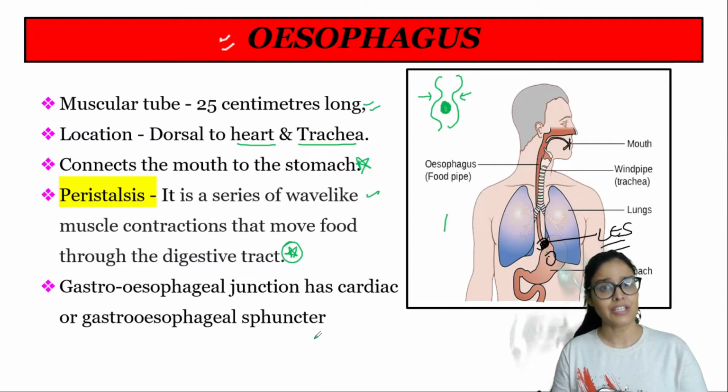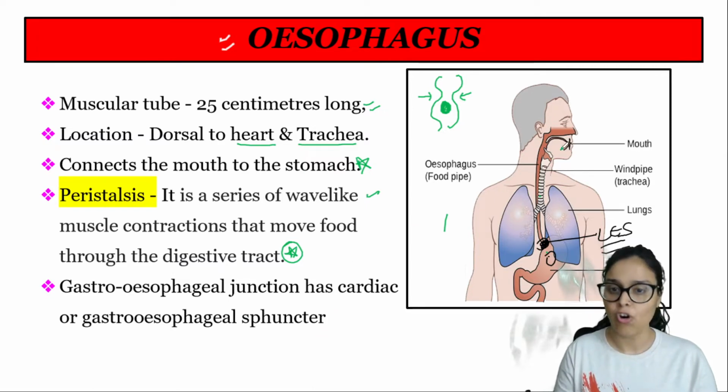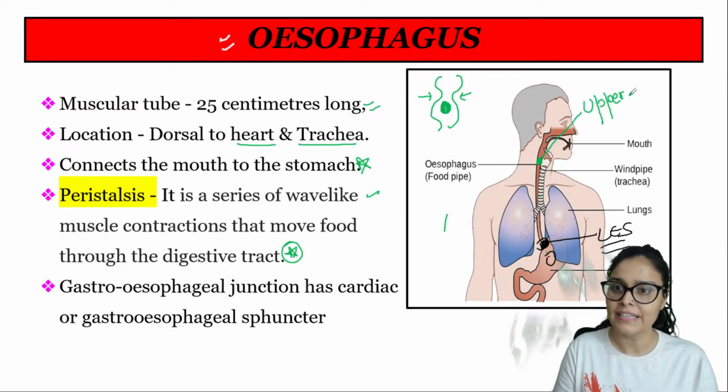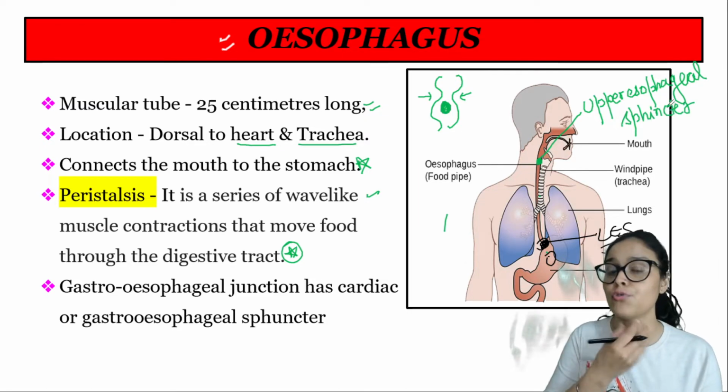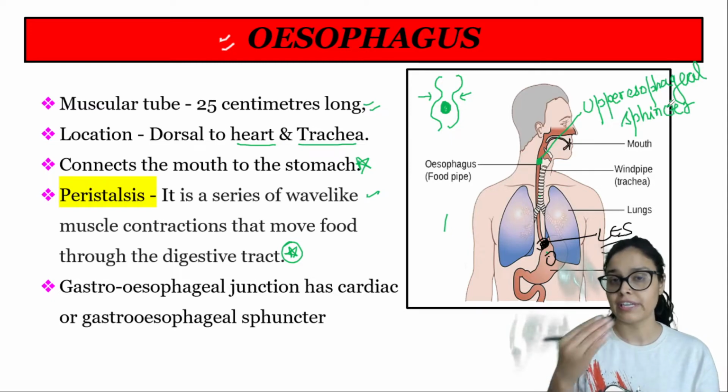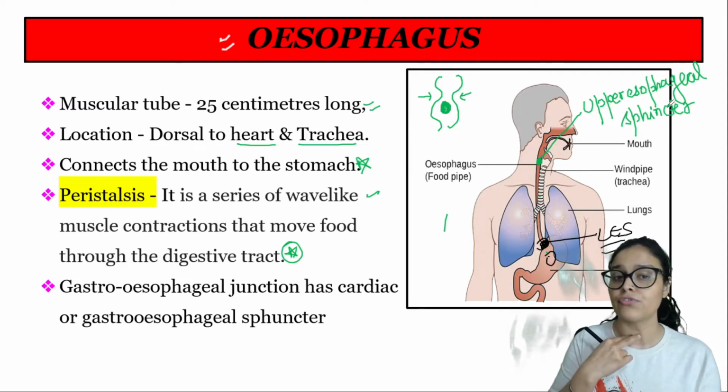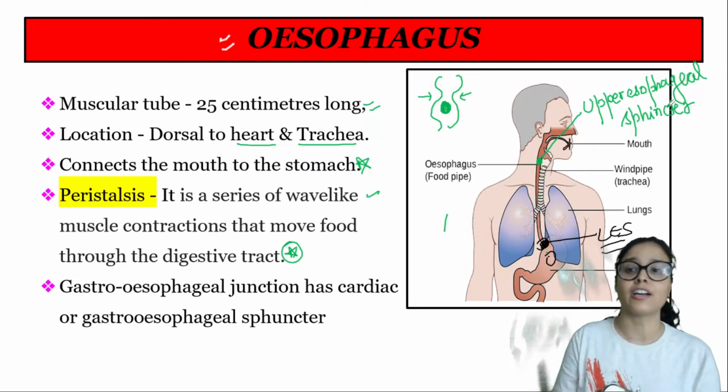Plus, you have to remember that in the upper part of the esophagus there is a sphincter. That is basically known as the upper esophageal sphincter, and it is in our control. This is the part from where we can also bring food back out from the throat, right? So we can take out food up to a certain length of the esophagus.